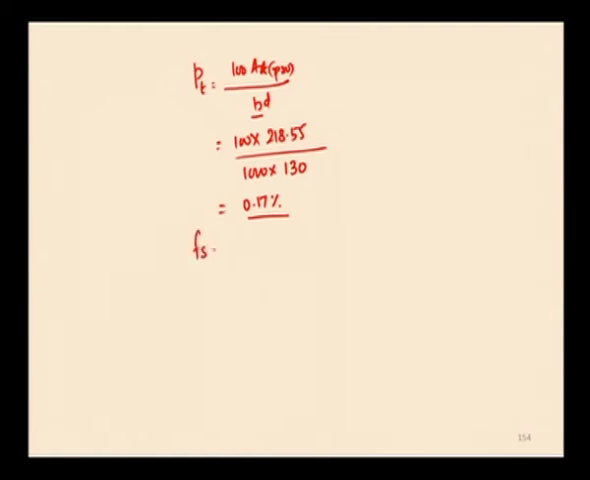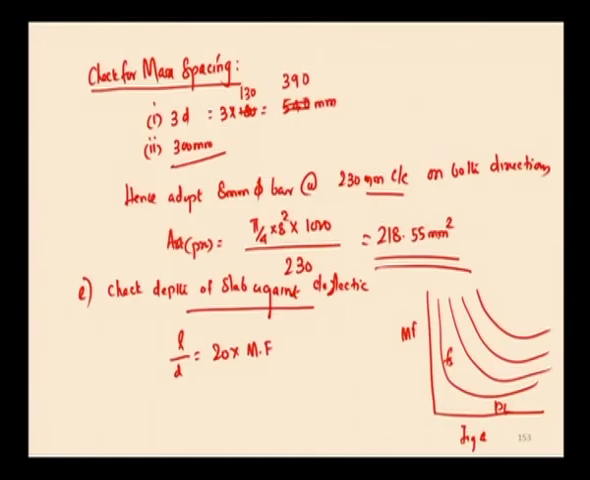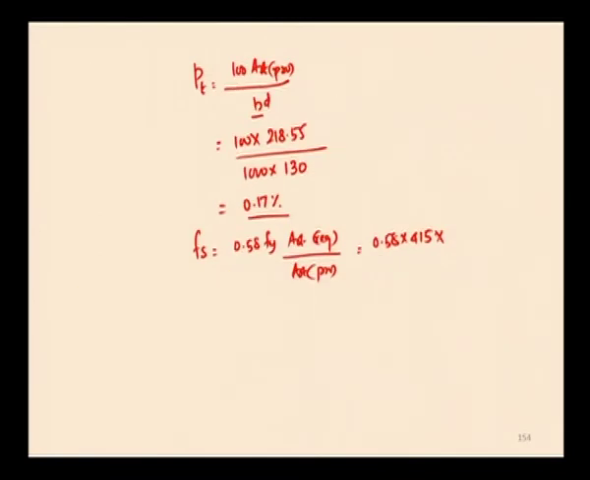Next, the stress in steel is 0.58 fy times AST required divided by AST provided. So, that is equal to 0.58 into 415 into AST required is 193.77, AST provided is 218.55, that is equal to 212.75 Newton per millimeter square.